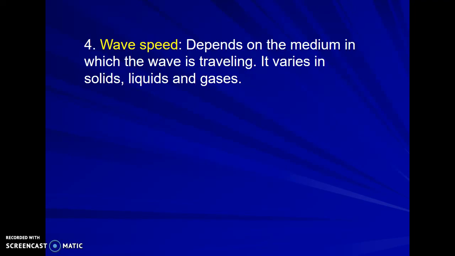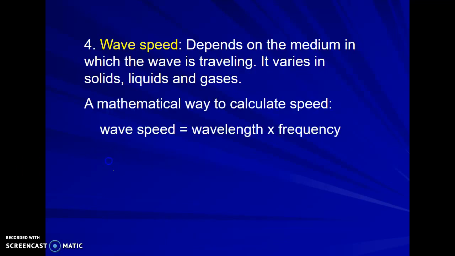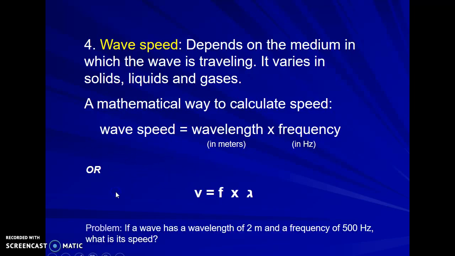The fourth property is wave speed. This depends on the medium in which the wave is traveling. It varies in solids, liquids, and gases. A mathematical way to calculate speed would be wave speed equals wavelength times the frequency. So again, you would measure wavelength in meters or some kind of distance, times frequency, and again the unit for frequency would be hertz. Or you have v equals f times lambda.